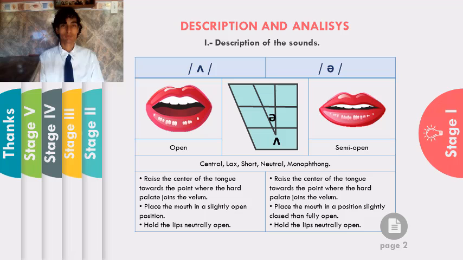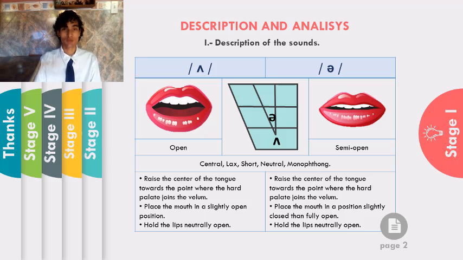Stage 1, Description and Analysis, begins with a description of the sounds. As you can see in the drawings, stressed schwa is an open sound, while unstressed schwa is a slightly open sound. Both of them, as you can see in the chart, are central. They are also lax, short, neutral, and monophone.